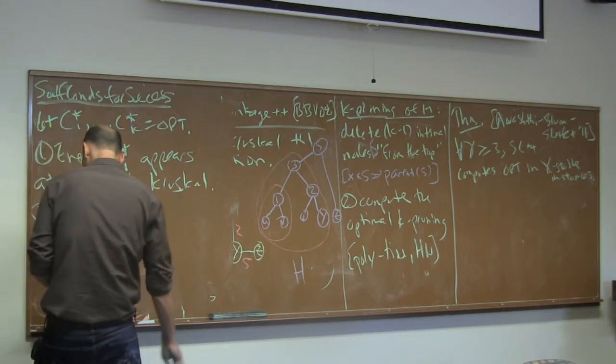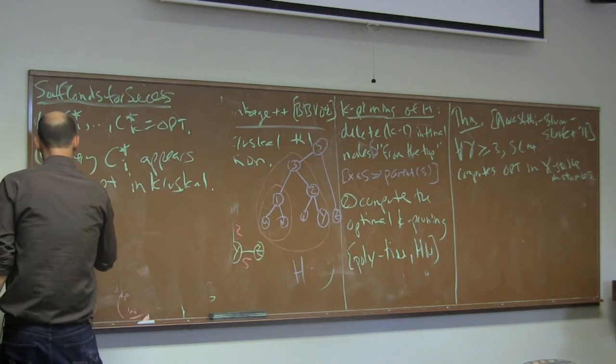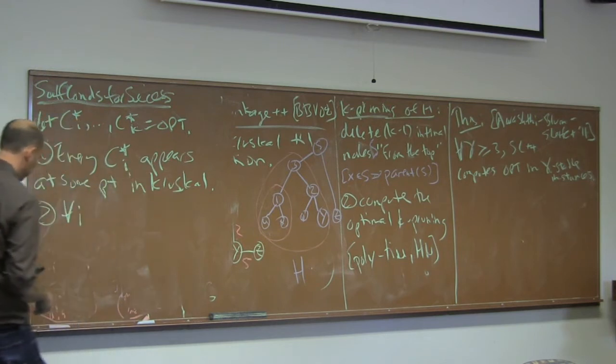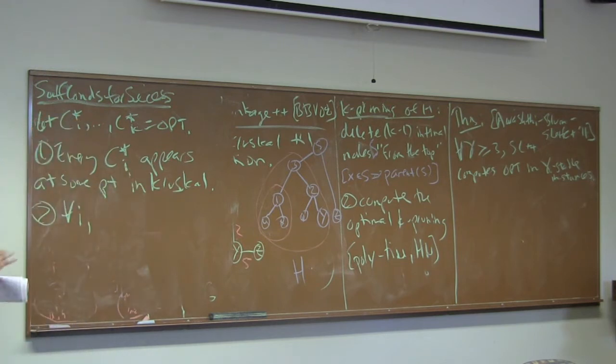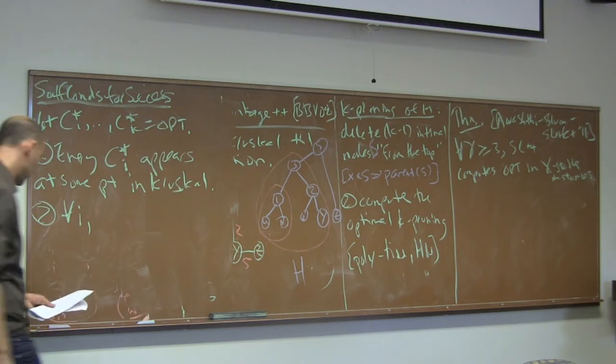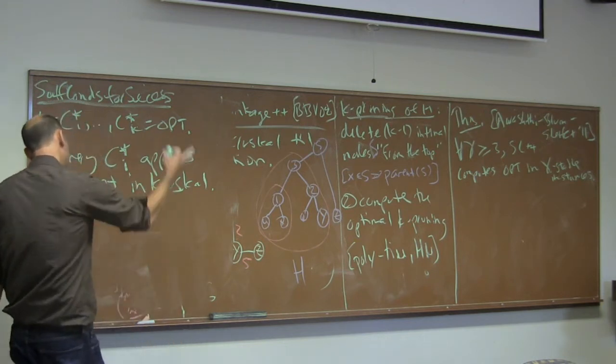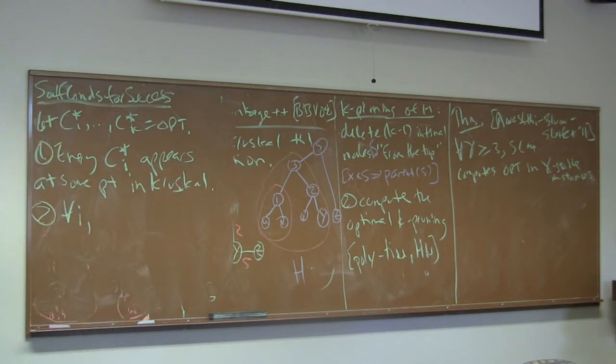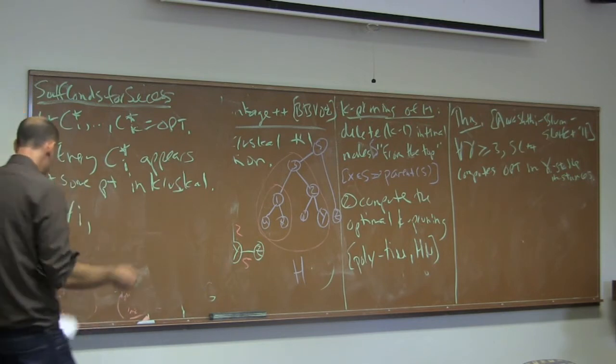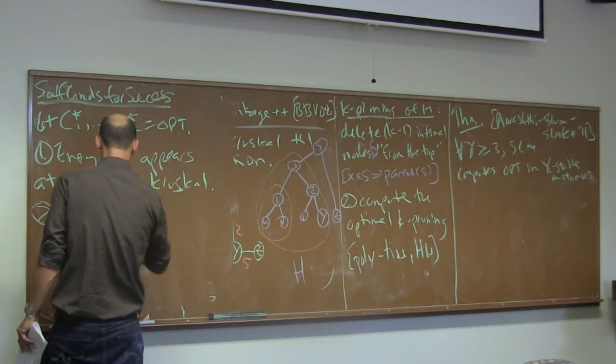When will that happen? Here's going to be our final condition. I claim that if this property 2 holds, we're golden. Single linkage plus plus is going to work. Consider an optimal cluster, C star i, and consider a strict subset of it.